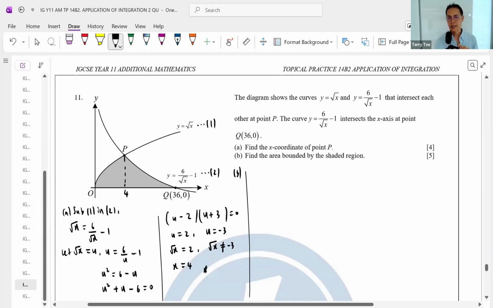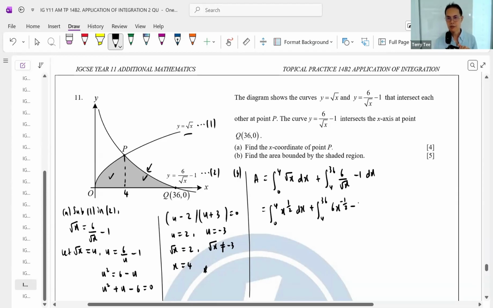Next, I need to find the area. So the area has two parts. The first part, you integrate the first function from 0 to 4. Your function is square root x dx. Second part, I need to integrate the second graph, from 4 to 36, 6 over square root x minus 1 dx. Now, integrating square root is a bit hard, so I would change it to general form first, which is power half. For the second one, 4 to 36, I bring it up, 6x power negative half minus 1.